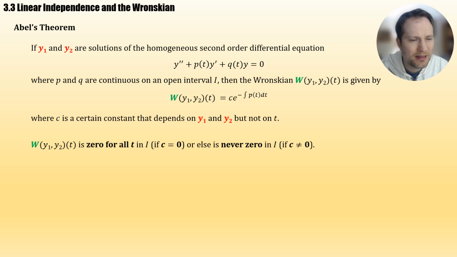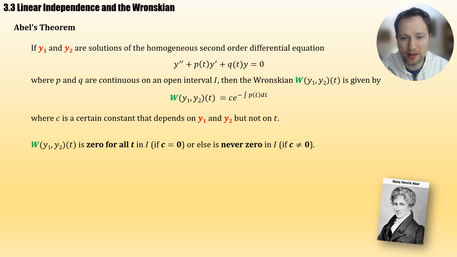The Wronskian is 0 for all t in I if c is 0, or it's never 0 in I if c is not 0. Notice that as well. There's Abel himself.